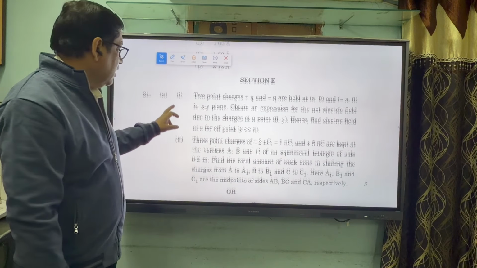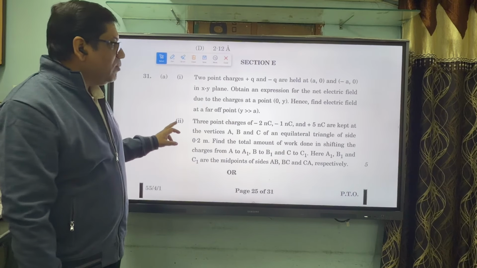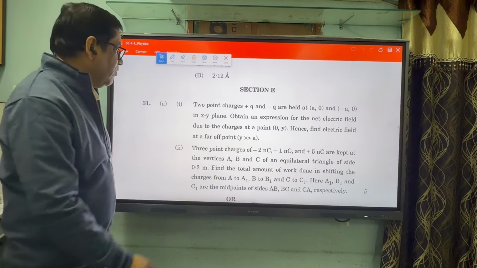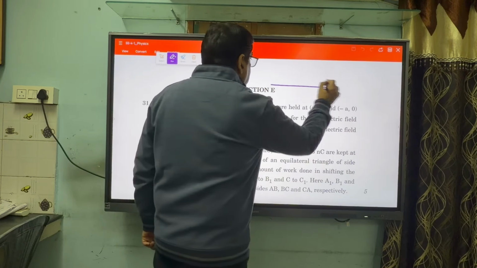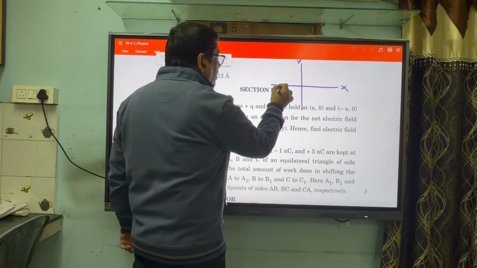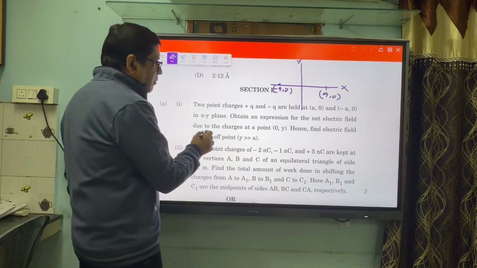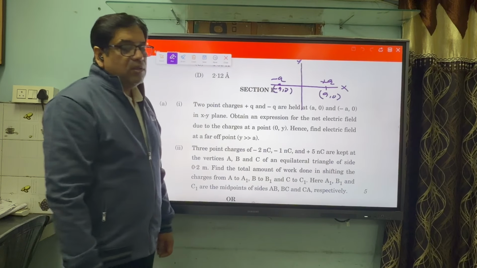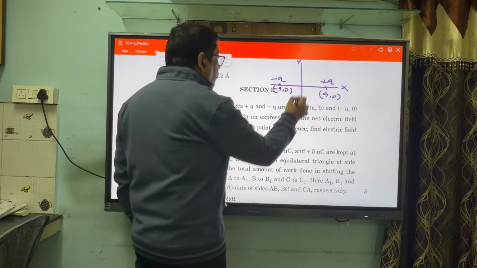For example, this A part, 31st A part. Two charges plus Q minus Q are held at A, 0 and minus A, 0 in XY plane. Obtain the expression for net electric field at a point 0, y. See, this is x-axis and y-axis. A charge is placed at minus A, 0. A charge is placed at A, 0. Minus A, 0 पर है चार्ज, minus Q; here it is plus Q charge. So basically it is a dipole, and they are asking for electric field at a point on y-axis, 0, y.